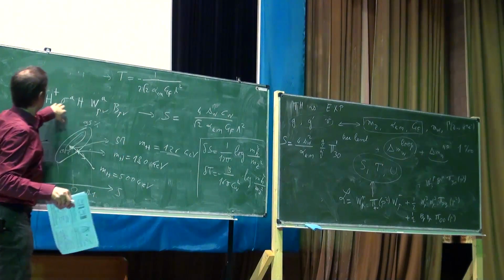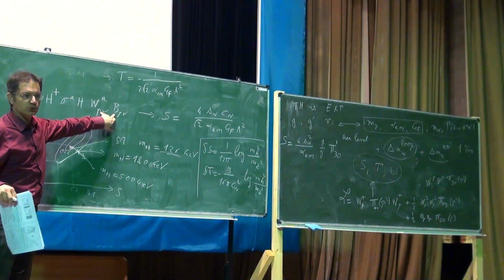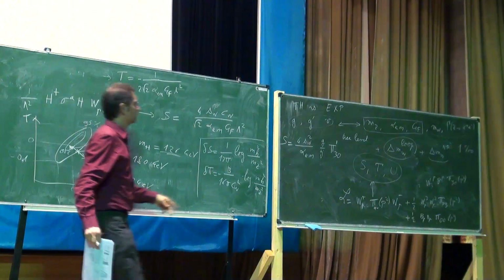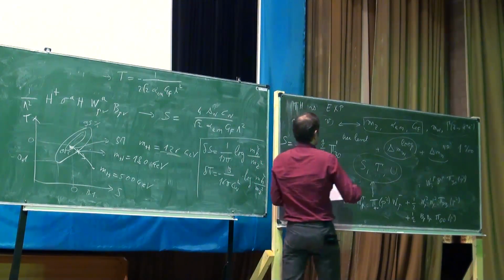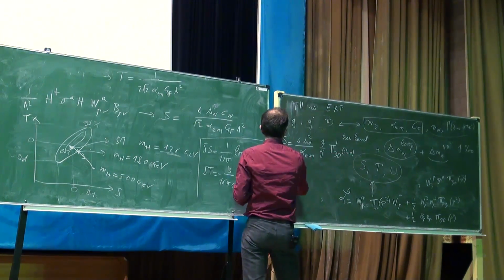P squared means that you have one derivative, so it's exactly the kinetic mixing that I was referring to before. Here I say that S corresponds to the kinetic mixing, so there are two derivatives. Two derivatives mean p squared, computed at p squared. Then T.